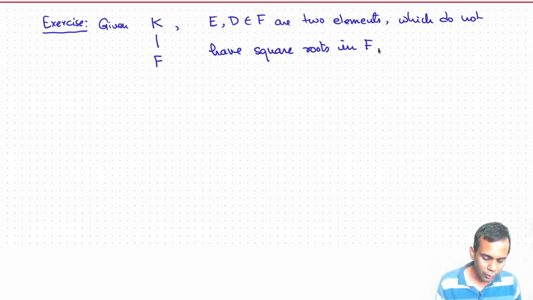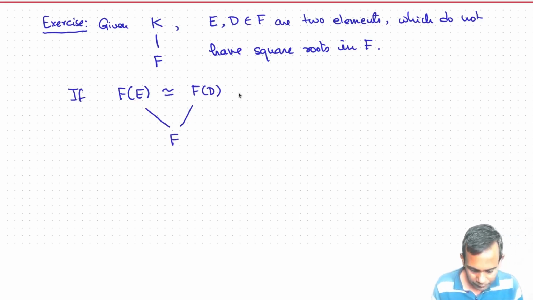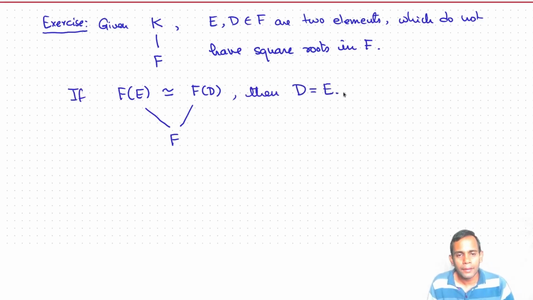So then you can talk about Fe, and you can talk about Fd. So then Fe is isomorphic to Fd over F. Show that D is equal to E. So what this is saying is that all the quadratic extensions of F inside K correspond to elements of F which are not perfect squares in F itself.